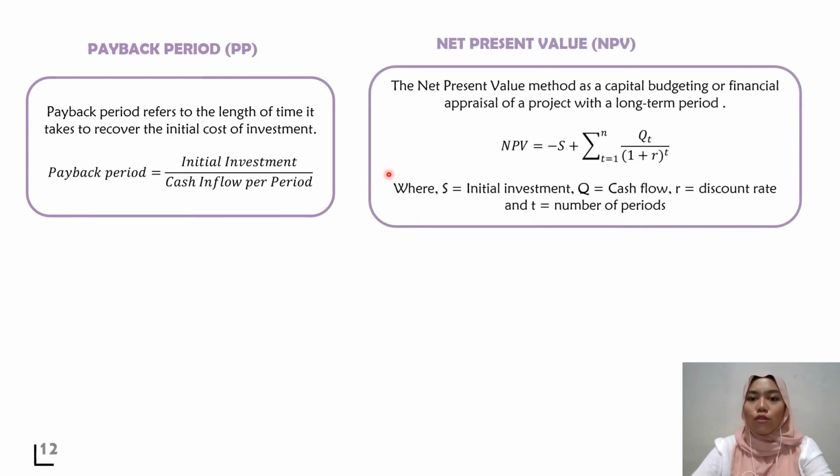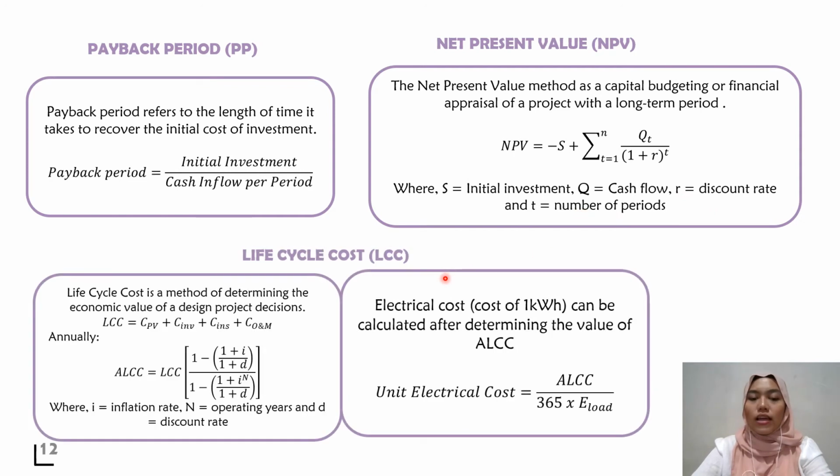The net present value method is a capital budgeting or financial appraisal of a project with a long-term period. As you can see, this is the formula for NPV, where S is an initial investment, Q is cash inflow, R is discount rate, and T is the number of periods. And life cycle cost, LCC.